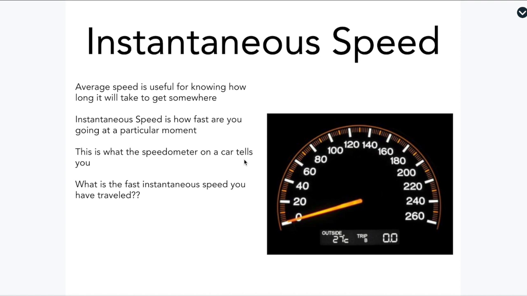And then, I always think it's kind of interesting. What is the fastest instantaneous speed that you have ever traveled? Because walking at an instantaneous speed, that's one thing, but then have you gone flying? You've been in an airplane, that's going to be a much higher instantaneous speed. So it is kind of an interesting thing to reflect on, instantaneous speed.